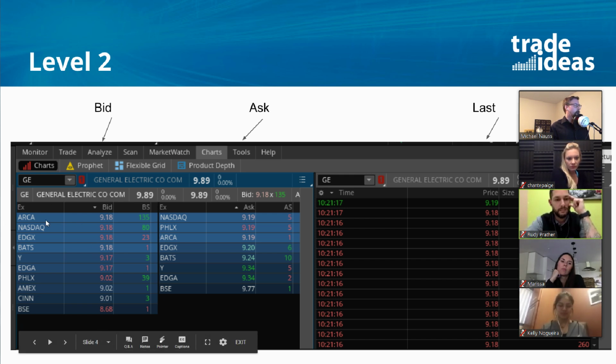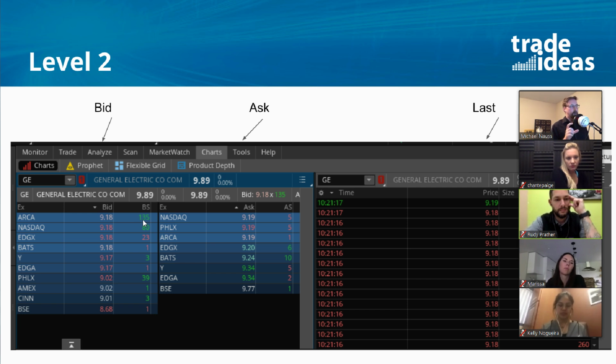So you can see there's a guy bidding, and you take all these numbers here and you multiply them by 100. So there are 13,500 shares that a guy is bidding. He's looking to buy those shares at $9.18. There's also a different guy who's bidding $9.18 for 8,000 shares, and so on and so forth down the line here.